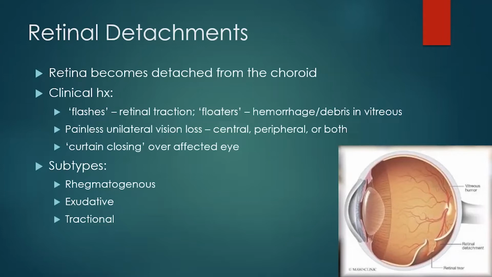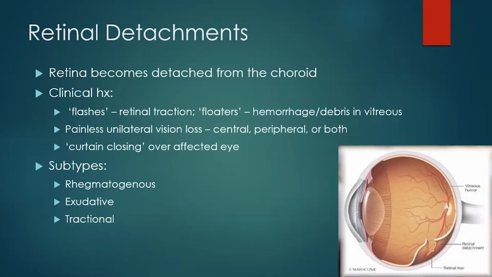This is going to be, again, painless unilateral vision loss that can be affected anywhere. It can be central vision, it can be peripheral vision, it can be all of your vision, depending on how much of the retina is detached and where. Patients who are awake when this happens will often describe it as a curtain closing over the eye.